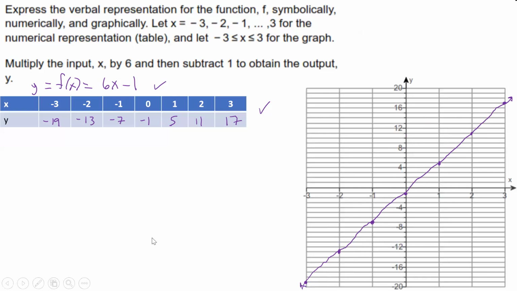Okay. And again, they gave us where x's are going from -3 to 3, and they gave us the table to fill in, and we just had to first come up with our function, figure out what the y values were, and then plot that on our graph. All right, let's stop there and we'll come back for some more.